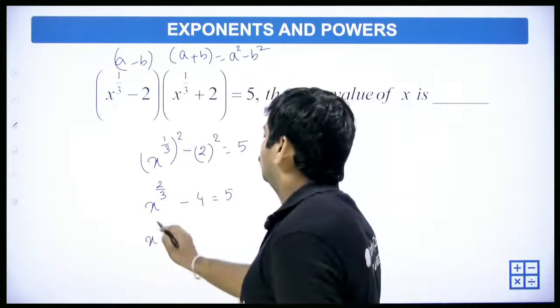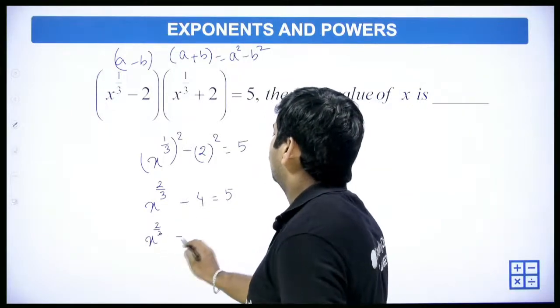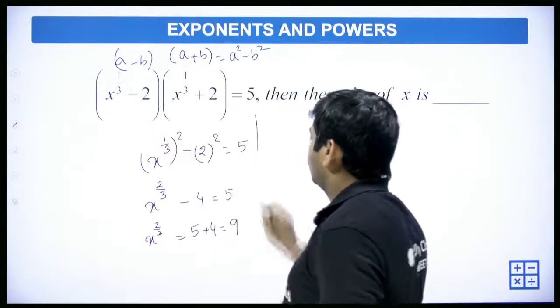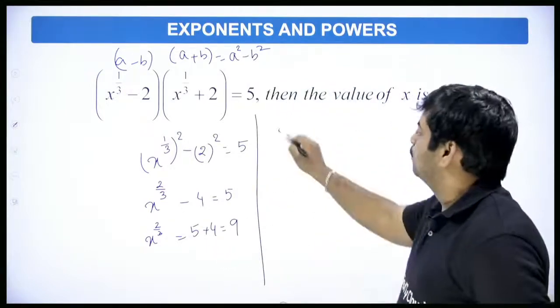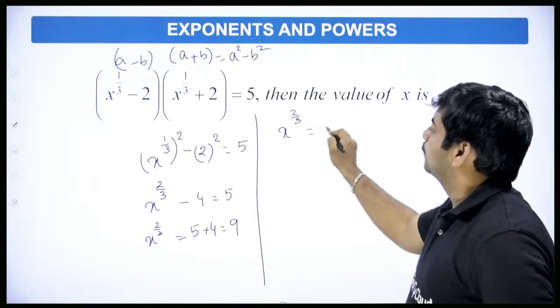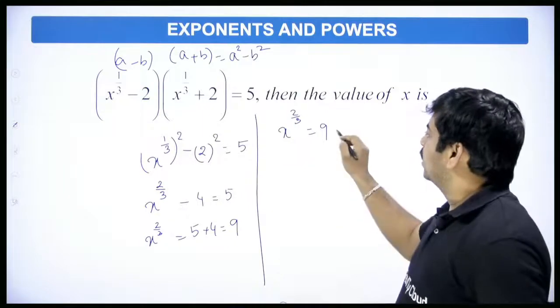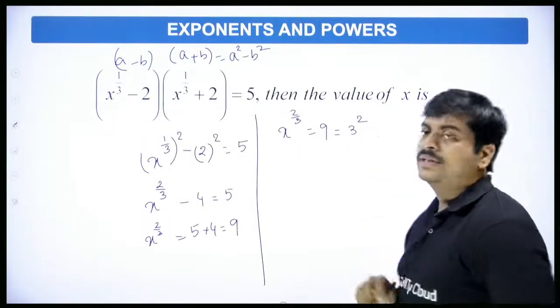So x power 2 by 3 is equal to 5 plus 4. 5 plus 4 is 9. So x power 2 by 3 is equal to 9. Now, how to compare these two? 9 we can write as 3 squared. So what happens if we write 3 square?